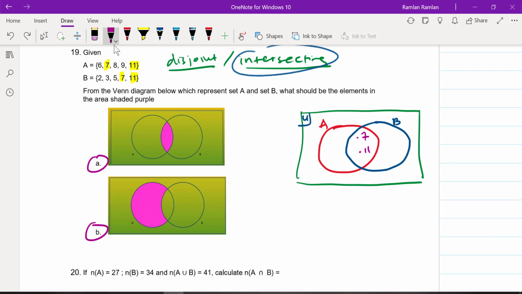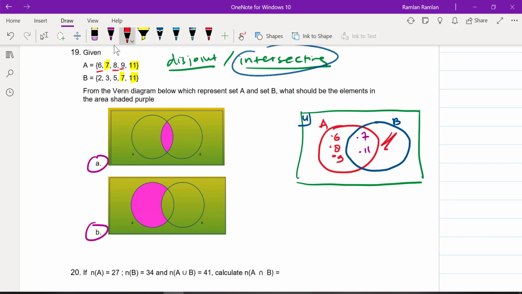So the elements over here are the elements of A besides the 7 and 11, because we already wrote down the 7 and 11, right? So we only need to write down the rest of the elements from set A that we haven't written yet, which are the 6, 8, and 9. So this is going to be 6, and then 8, and then 9.